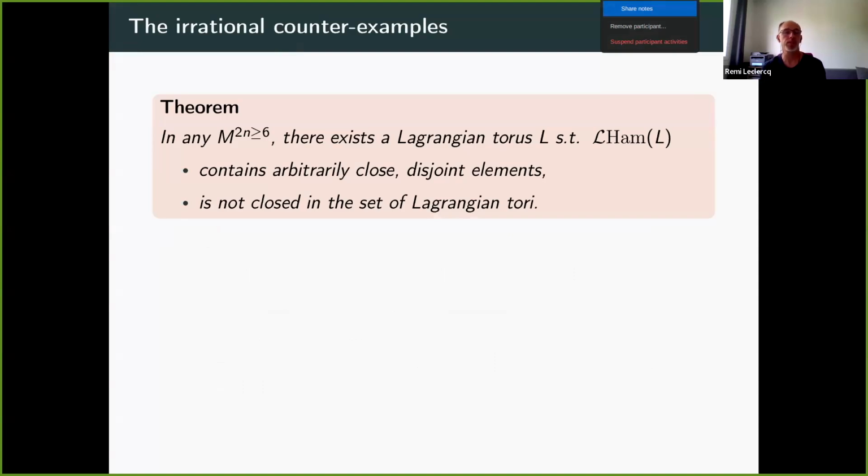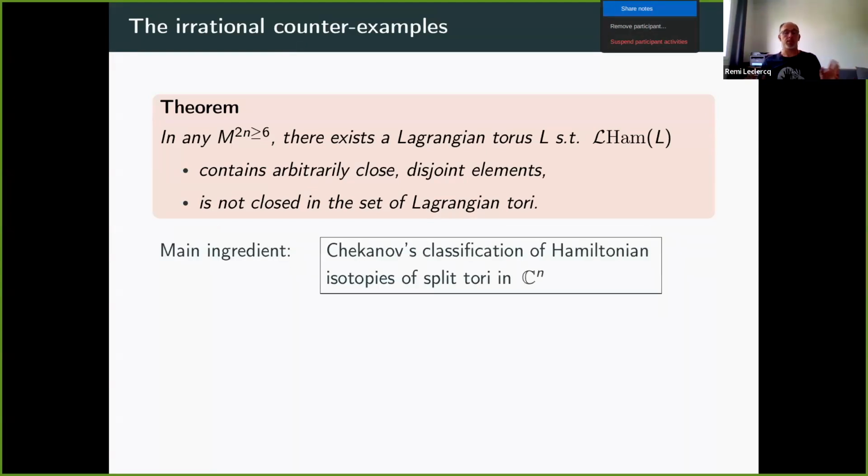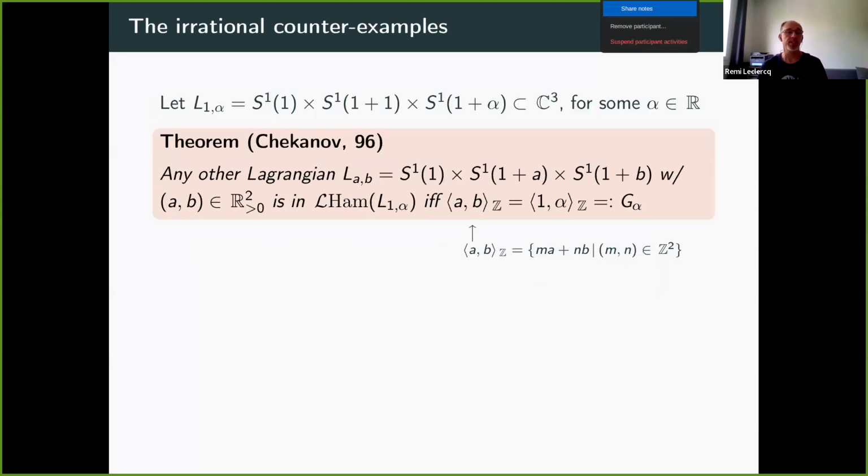So let's start with the first theorem, which is the irrational counterexamples. I recall the theorem here: a symplectic manifold of dimension at least 6 has a Hamiltonian orbit with arbitrarily close and disjoint elements of the first point, and it's not closed in the set of Lagrangian tori. The main ingredient here is this amazing Chekhanov classification of Hamiltonian isotopies of split tori in Cn. Not even Cn actually, in C3. So what happens in C3?